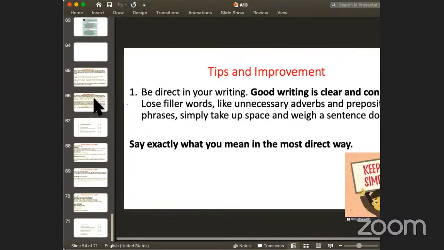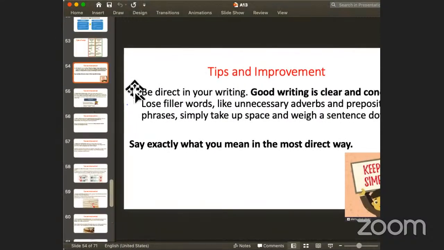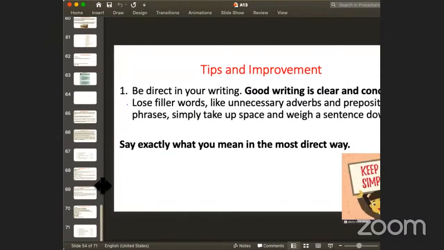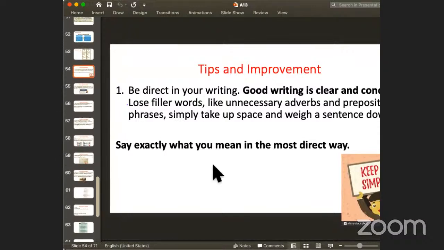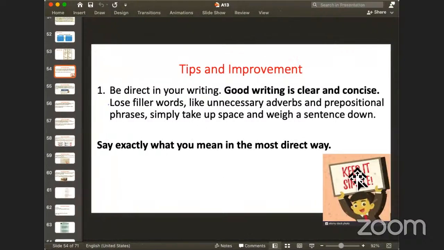All right. So in these tips and improvements, I'm going to explain some important tips to consider while you are writing academic essays. Now we're talking about persuasive essays, so it's important that you be direct in your writing. Good writing is clear and concise. That means your ideas should go to the point.